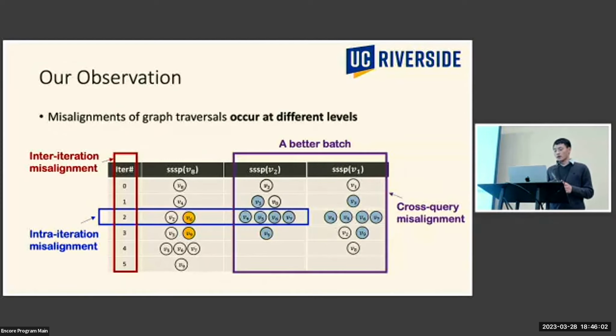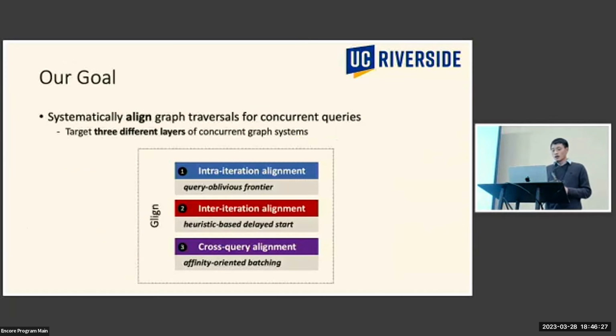Moreover, when we consider putting different queries into the evaluation batch, maybe one query has a better alignment with some of the queries than the other queries. In this example, you can see that the 2 SSSP queries from V1 and V2 are better aligned because they have more shared graph accesses. So that is about the cross-query alignment. So the goal of this work is to systematically align the graph accesses at the different levels of the concurrent query evaluation. In the following, I will introduce the basic ideas of our techniques for each level of alignment.